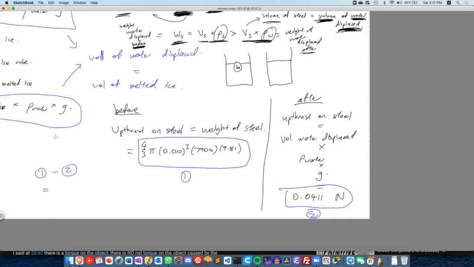Let's punch it into the calculator. So 1 minus 2: 4/3 times pi times 3.010 cubed times 9.00 times 9.81 minus 0.0411. That will give us 0.28353 newtons, to 3 SF. And that's the difference in upthrust, right? And the difference in upthrust is equal to the difference in weight of water displaced.